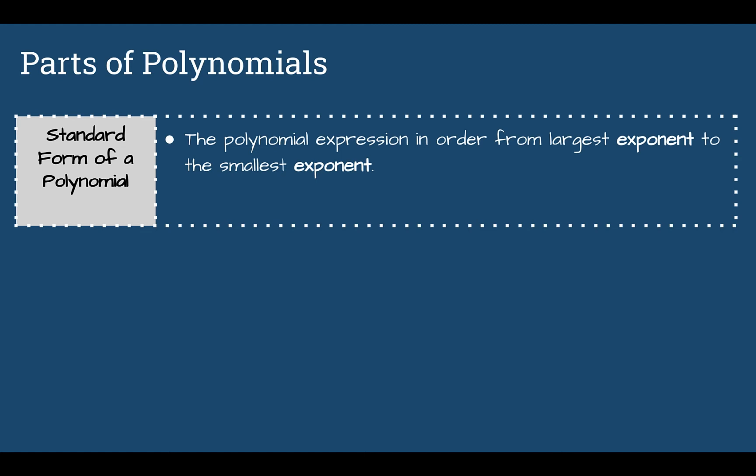So first, we have standard form of a polynomial. If a polynomial is in standard form, that just means that it's in order from the largest exponent to the smallest exponent. So here, if we were given this polynomial or this group of terms, this is not in standard form because it starts with 6 and then a little bit later the exponent is 8. It's not in order from the largest exponent to the smallest.